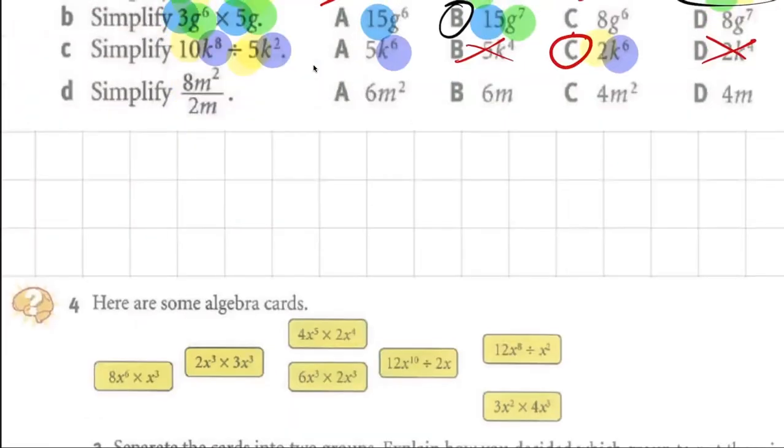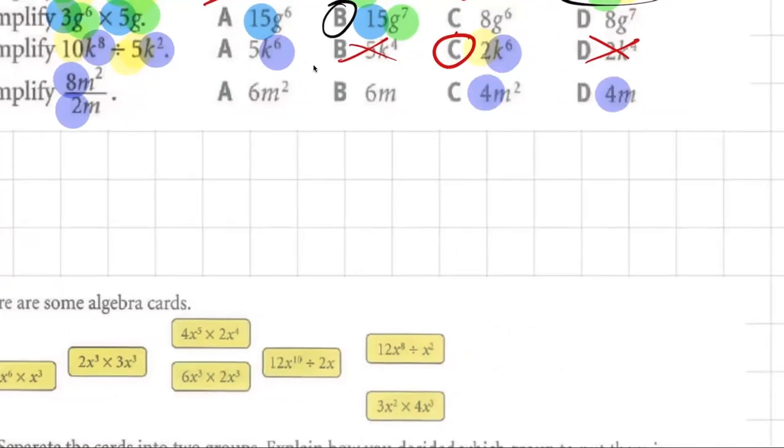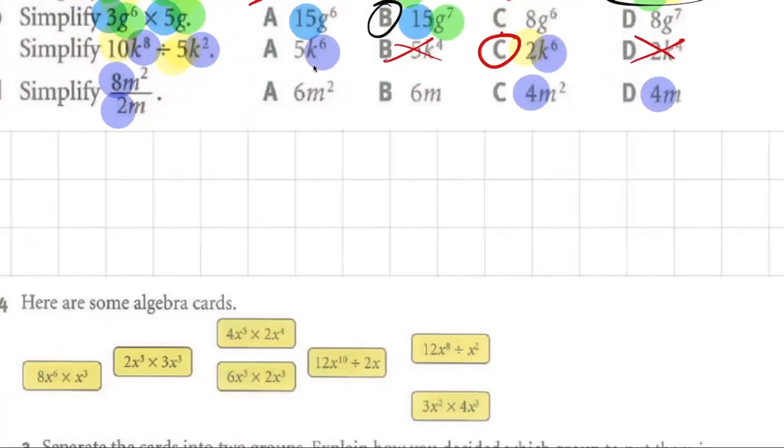Okay, same thing here. I prefer to do the division, 8 to 4. 8 divided by 2 is 4. And then m squared divided by m, we have m to the power 1, since 2 minus 1 is 1. So this one is wrong, this one is wrong, and this one is also wrong.